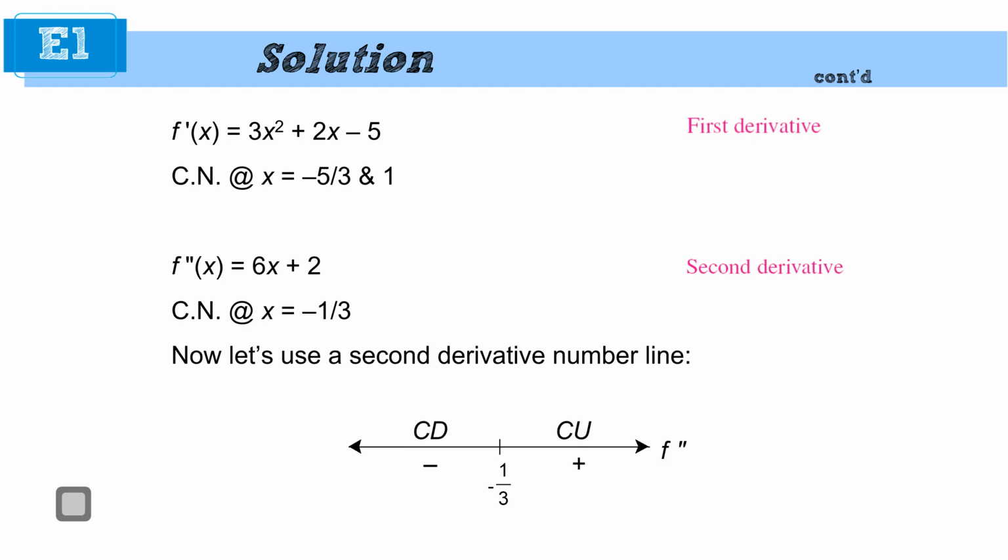I have a quick question. Certainly. How again did you figure out that it was concave down and concave up? Because if it's negative, it's concave down. If it's positive, it's concave up. Like starting from the left side? Correct.